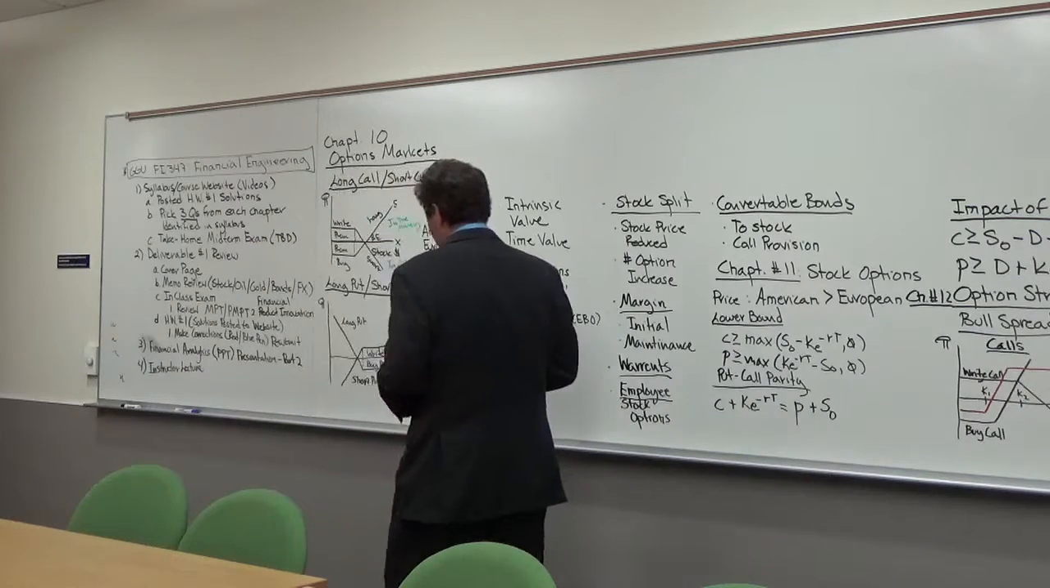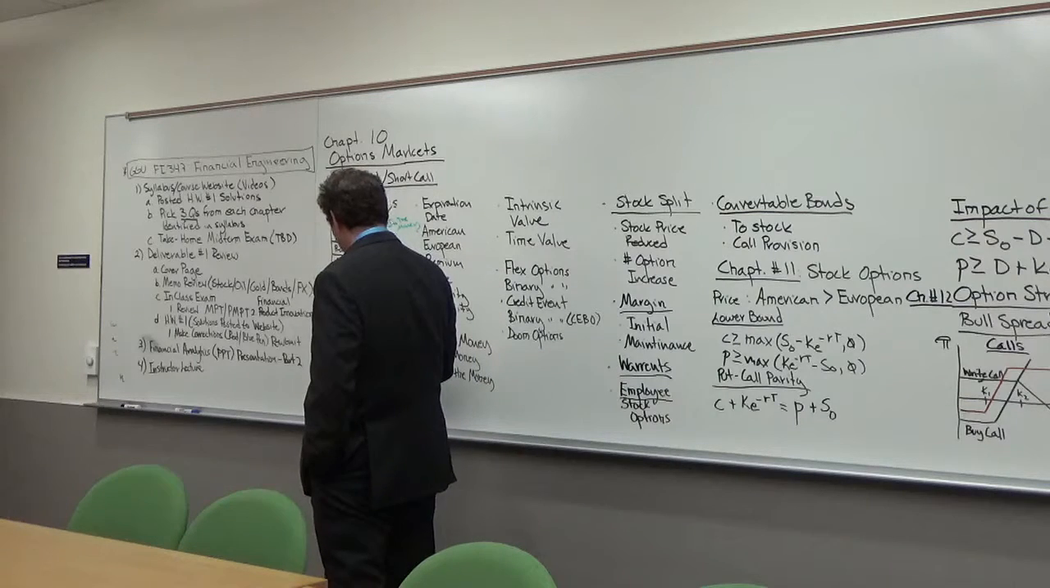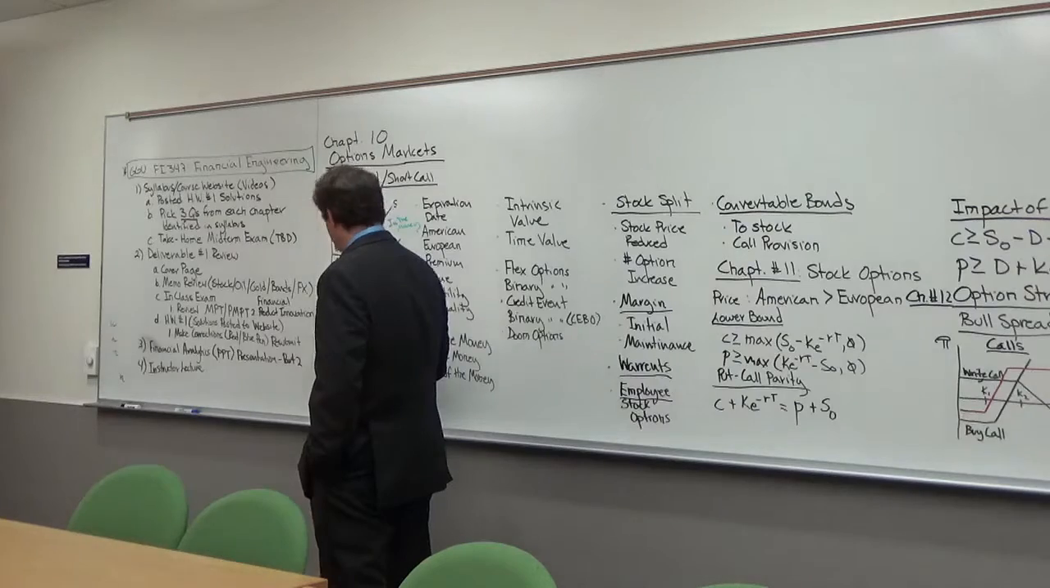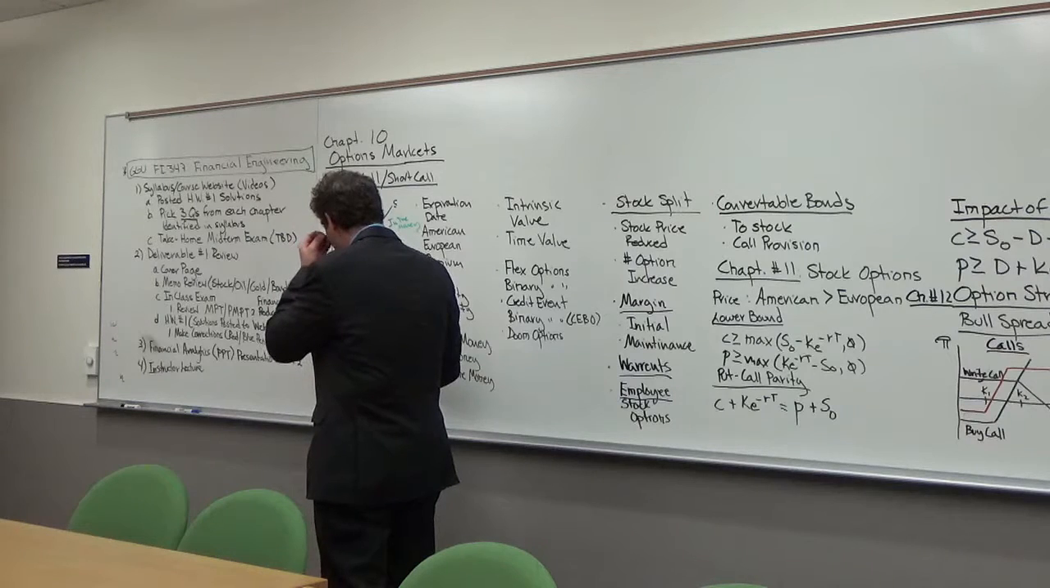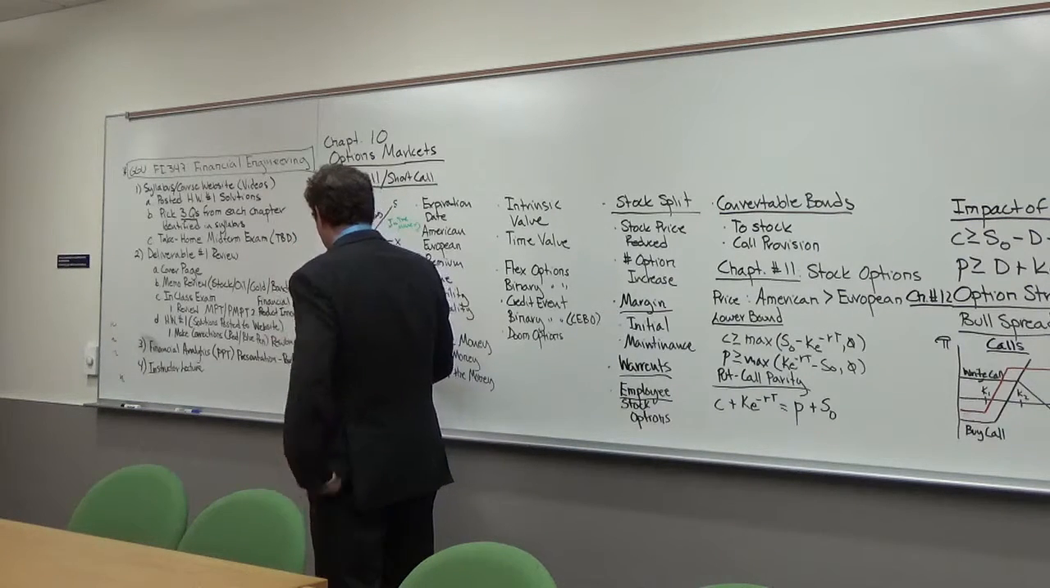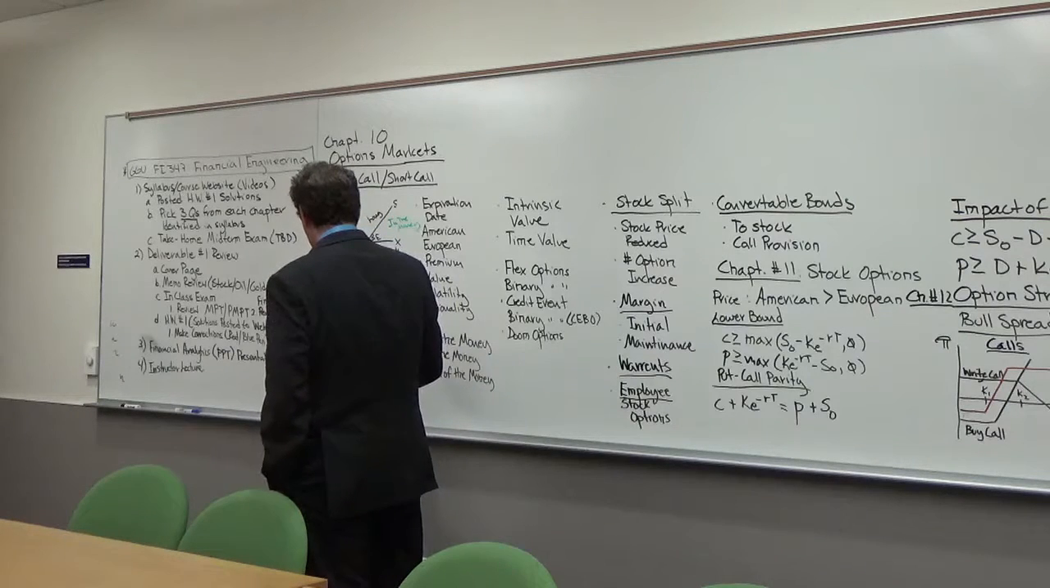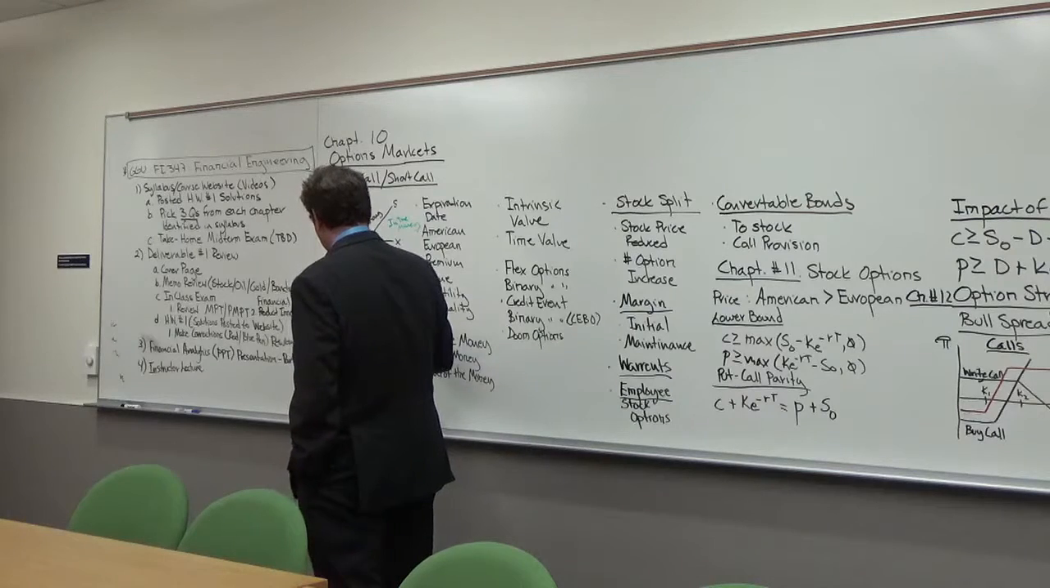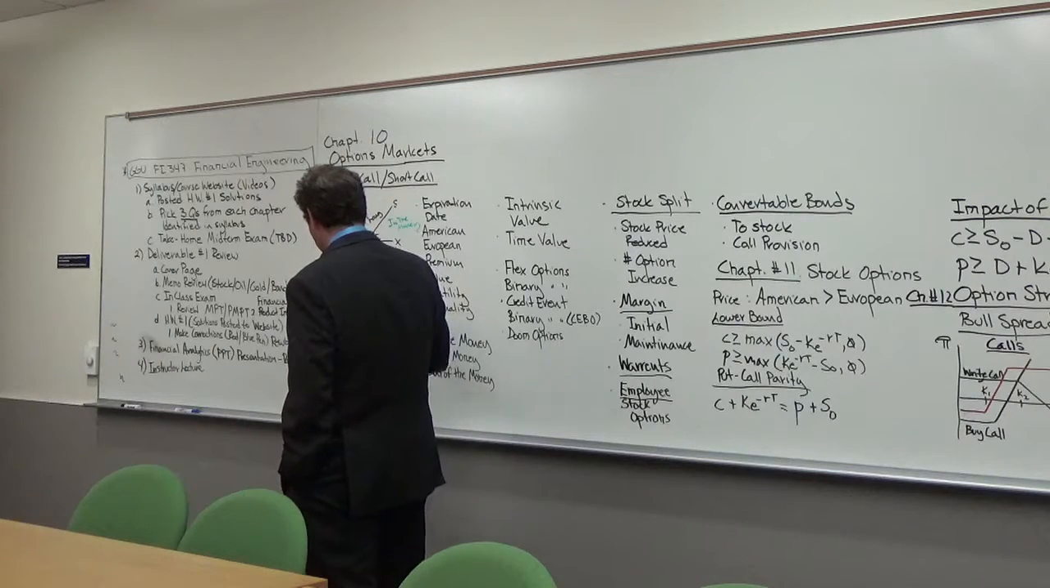The put option, you're going to buy the put. Again, you're going to pay the premium. Then as the share price falls, the put will be in the money. And then you can also write the put option too.